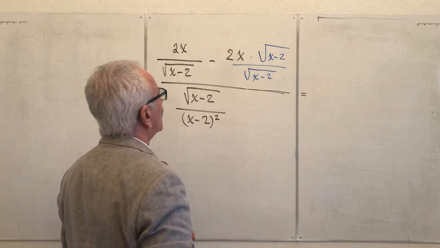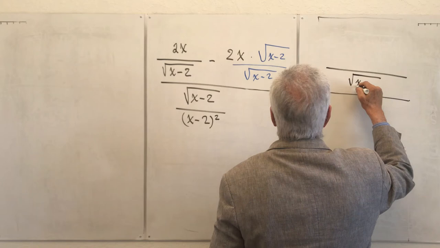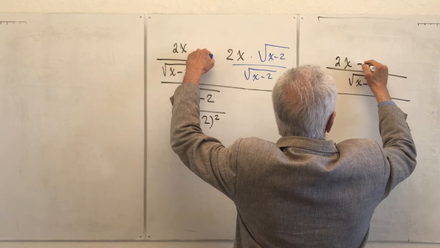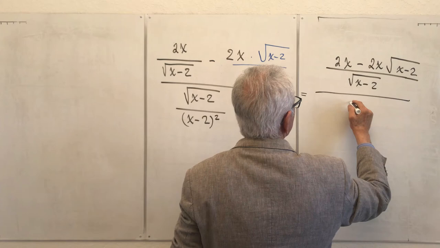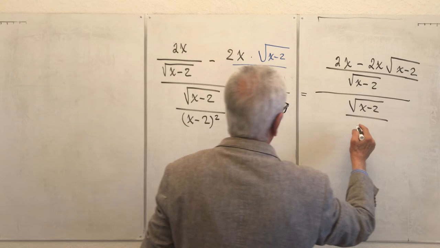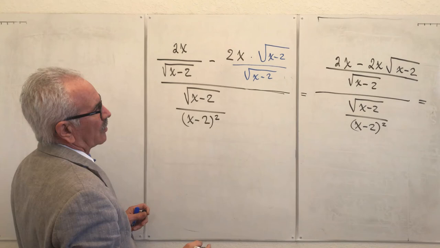Now we have on the numerator position square root of x minus 2. Here we have 2x minus 2x square root of x minus 2. And on the denominator, square root of x minus 2 divided by x minus 2 squared. So obviously we can perform cross multiplication.